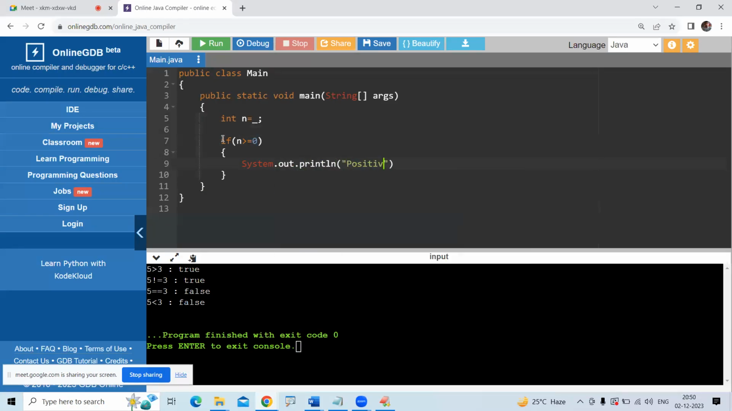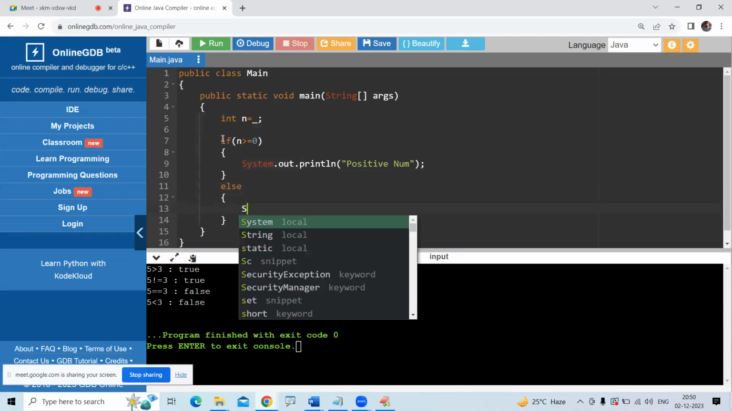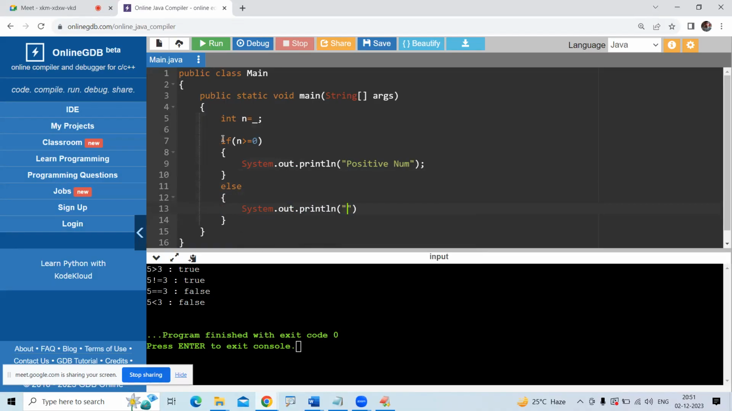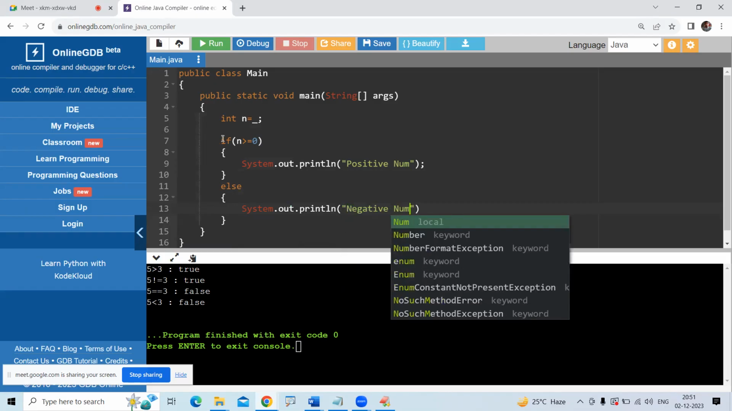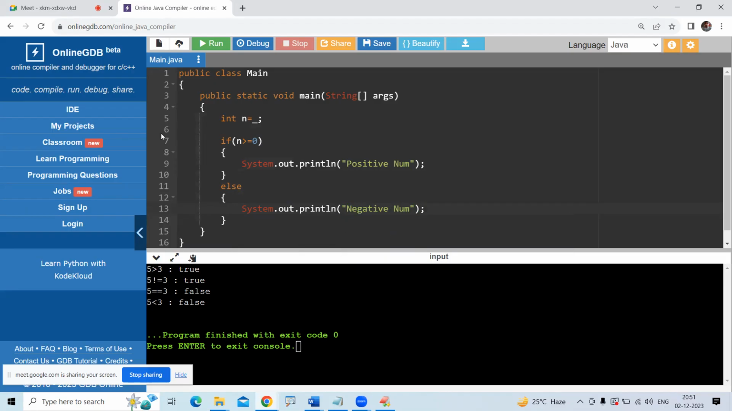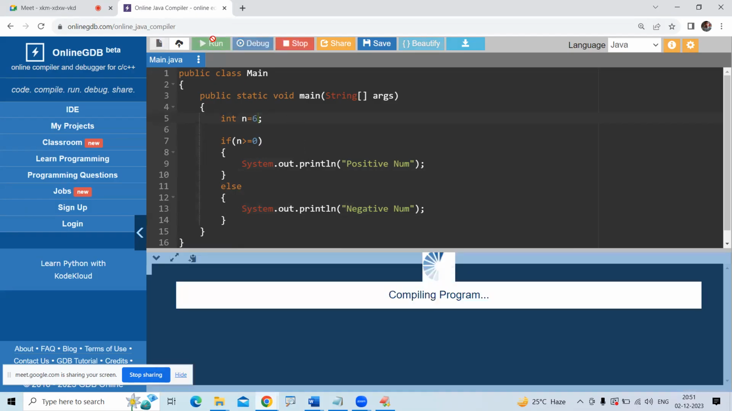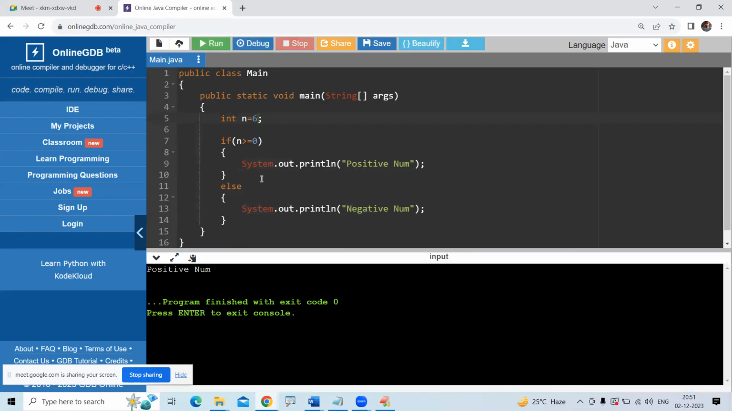System.out.println, it's a positive number. We code like this. Else, System.out.println, it's a negative number. When you are executing, please change the values here. Let me give 6. When you run the code, 6 is positive. If you give -6, when you run the code, as the condition fails, it's a negative number.